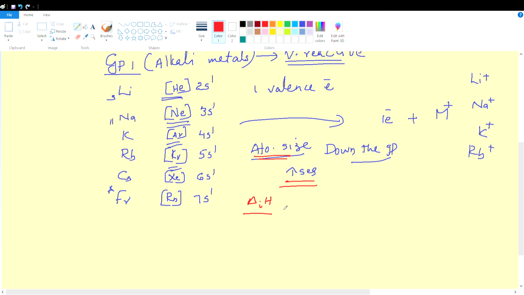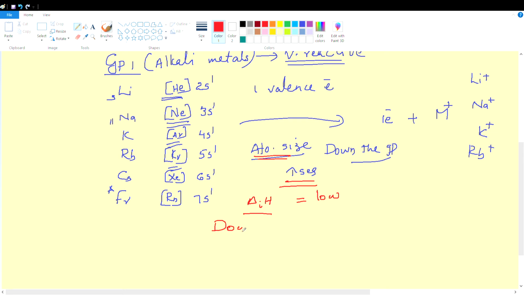That means alkali metals have low ionization enthalpy. Because of their low ionization enthalpy, they are very reactive. They readily lose an electron, since only a small energy is enough to remove the electron from an alkali metal. They have low ionization enthalpy.